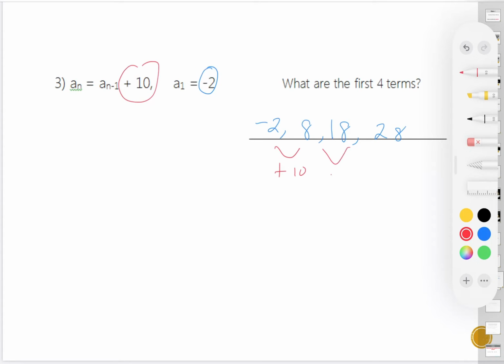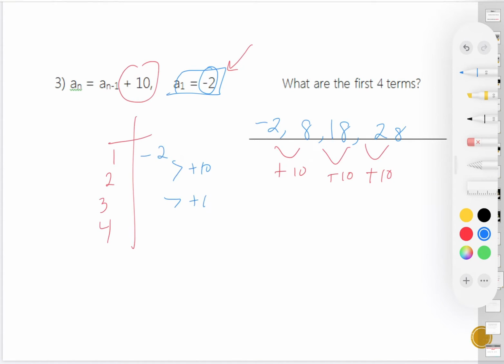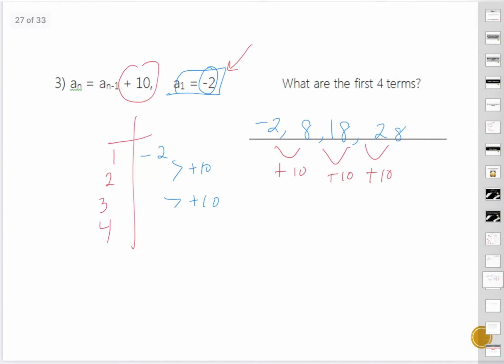Common difference says that we're adding 10. The starting number says to begin at -2. So you can make it on a table, 1, 2, 3, 4. We started at -2. This is my starting number. And we add 10 to it. So you can make a table, or you can just put it right on the line. Same thing.